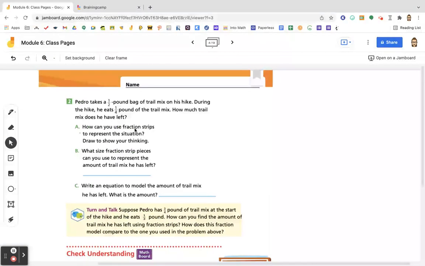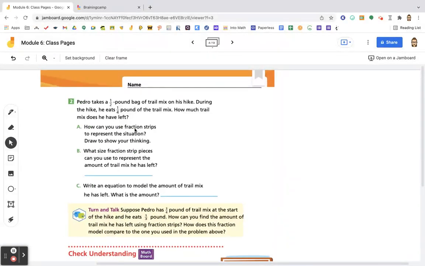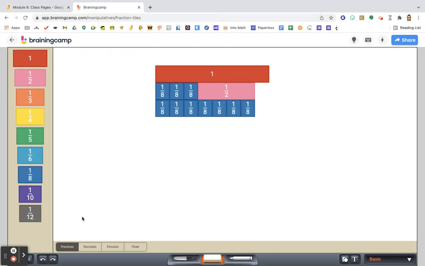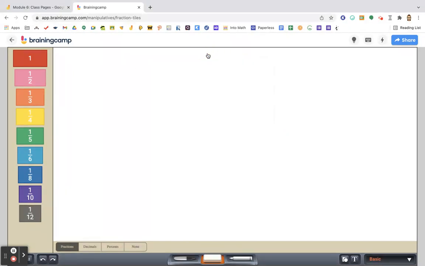It says Pedro takes a 1/2 pound bag of trail mix on his hike. During the hike, he eats 1/4 pound of trail mix. How much trail mix does he have left? So first it says, how can you use fraction strips to represent the situation? Draw to show your thinking. So we're going to come over here, and we're going to compare to the 1.